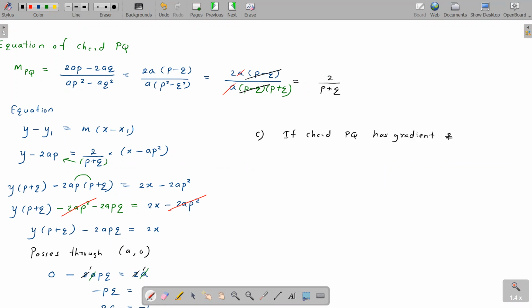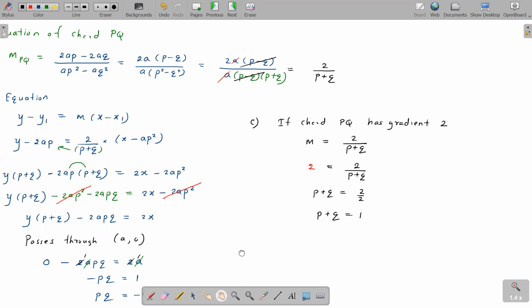what's going to happen? We already got the equation for the gradient of the chord PQ, right? The gradient of PQ was 2 over p plus q. Now the gradient is 2, so 2 equals 2 over p plus q, right? So what happens now? I can get the value of p plus q. p plus q is 2 over 2, which means p plus q is 1. I don't need to find the equation of the chord. Are they asking us to find the equation of the chord? No, they're asking us to find the locus of point R.